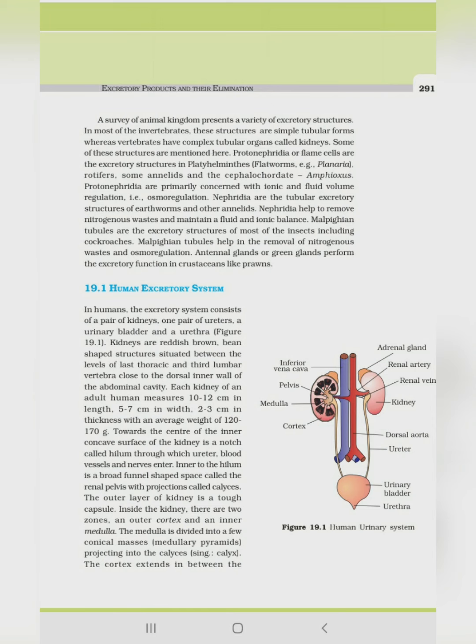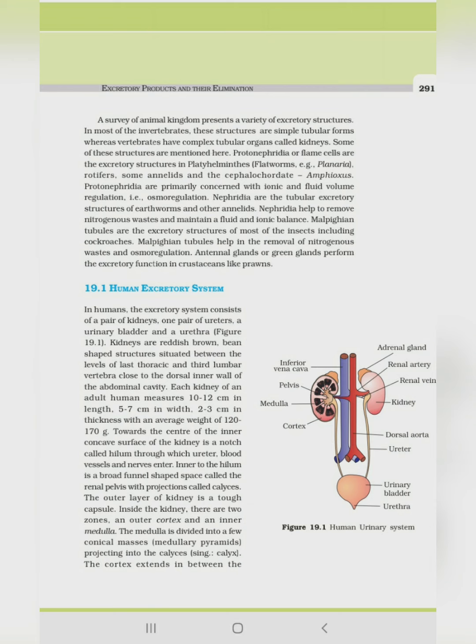Kidneys are reddish brown, bean-shaped structures situated between the level of the last thoracic and third lumbar vertebra, close to the dorsal inner wall of the abdominal cavity. That means T12 to L3. Now each kidney of an adult human measures 10 to 12 centimeters in length, 5 to 7 centimeters in width, and 2 to 3 centimeters in thickness, with an average weight of 120 to 170 grams.